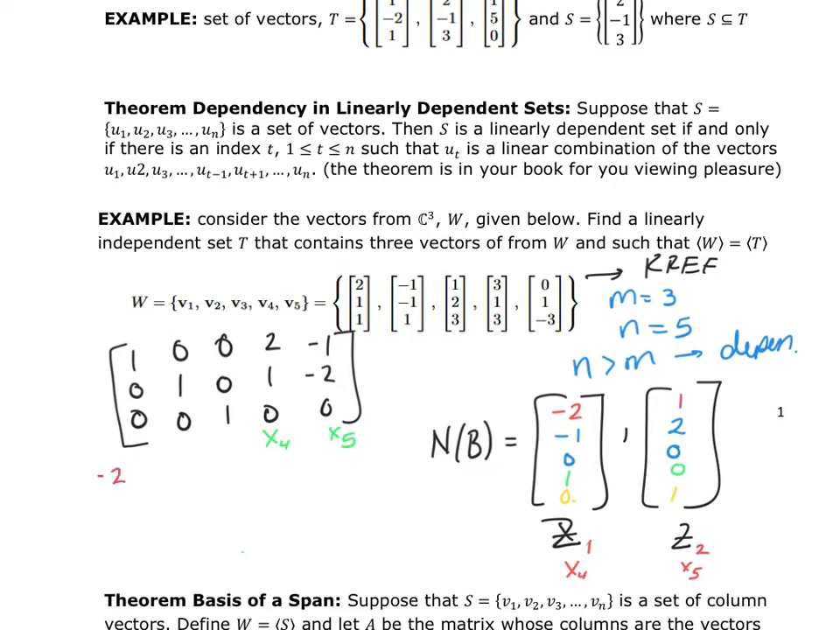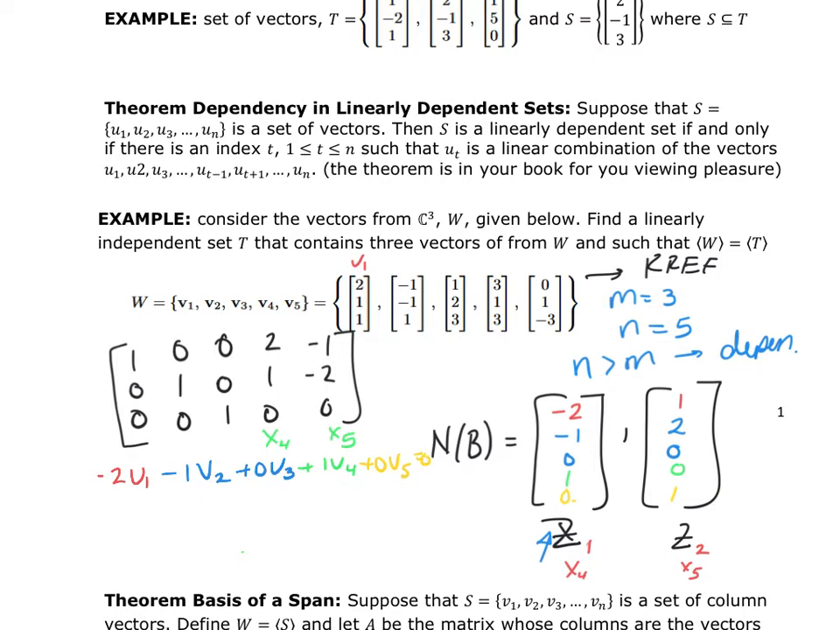Now, if I take a look at my first one, which is negative 2, I'm going to call V1, because I already labeled V1, and then the negative 1 V2. What I'm doing is using this first column here, and then plus 0 V3, and then plus 1 V4, and then plus 0 V5 is equal to 0.